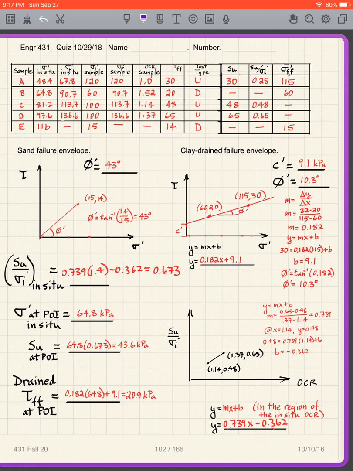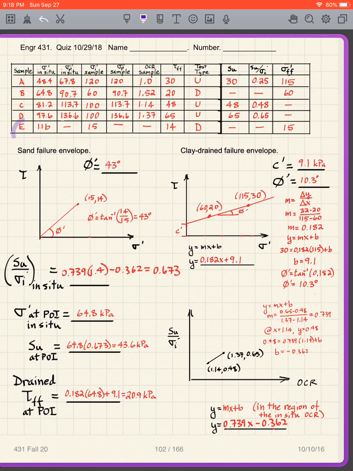What I can do with that is, first I'm looking in the clay here. So these are the only tests in the clay. And of those tests in the clay, I only have 2. I've got that one, and I've got that one. So it's 115/30 and 60/20 are my points. I'm not going to go through it. You can draw that line. You can write the equation for that line. There it is. The intercept gives me my C prime. The arctangent of the slope gives me my phi prime. Okay, so I've been able to get the clay drained failure envelope.